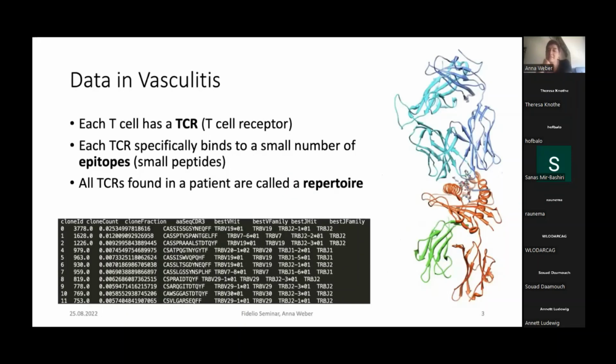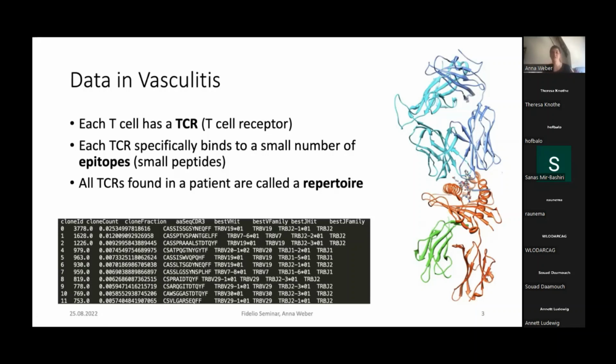The data that I'm working with is T-cell receptor repertoire sequencing. So we have these T cells, and each of them has a T-cell receptor on its surface. And you see a T-cell receptor here in blue on the side. And these T-cell receptors very selectively bind to epitopes. And you see an epitope here, just like a small molecular structure in the middle. That's just a short peptide.